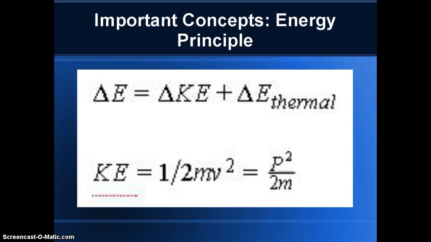The other important concept we have to go over is one we've gone over before, which is the energy principle. In this case, we're using kinetic and thermal, so the change in energy is equal to the change in kinetic energy plus the change in thermal energy. It's good to note that while we know that kinetic energy is equal to 1/2 mv squared, we'll also be using the definition that it's equal to the momentum squared over 2m.